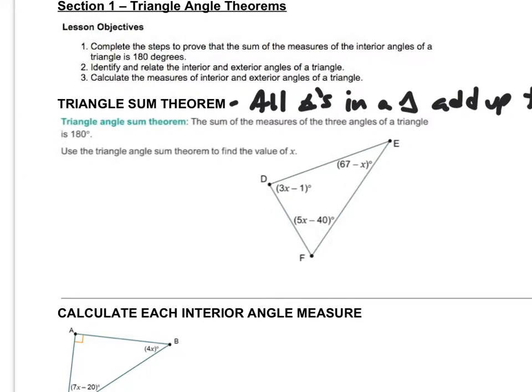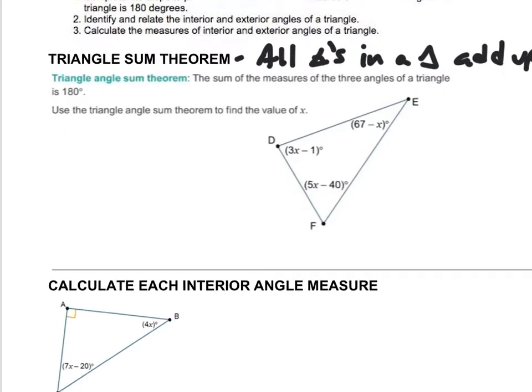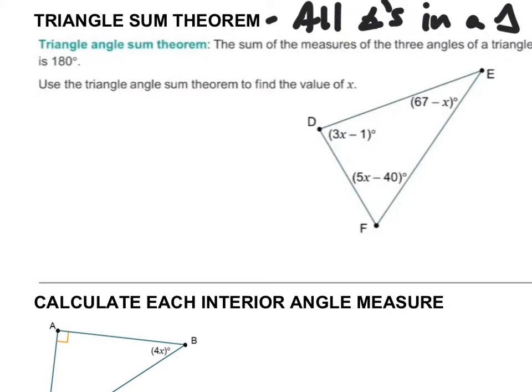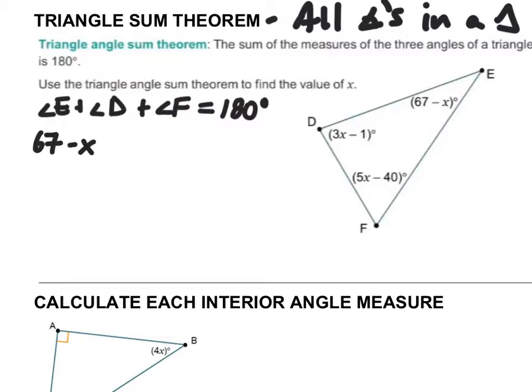But let's do this real quick. It says use the triangle sum theorem to find the value of x. So what I know is that if I take angle E plus angle D plus angle F, if I add all those angles up, I get 180 degrees, okay? So let's plug those in. 67 minus x plus 3x minus 1 plus 5x minus 40 is equal to 180, okay?